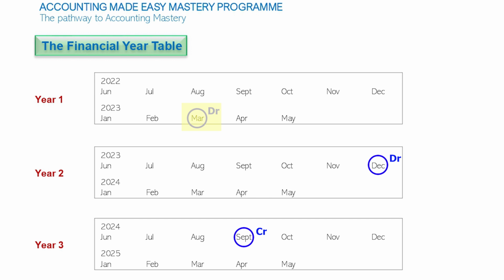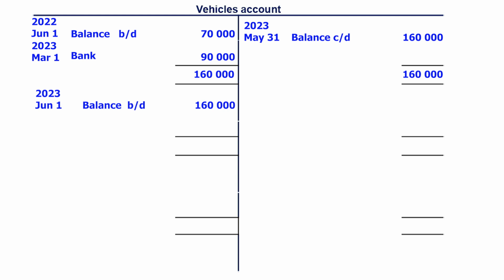What did we buy or sell in year 2? As you can see, we have an asset that was bought in December. And we already learned from our guidelines that if you buy something, you put it on the debit side. So we come to our vehicles account. On the debit side, we write Namibian Motors.